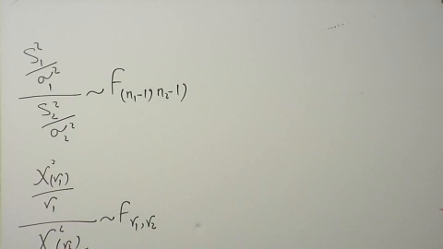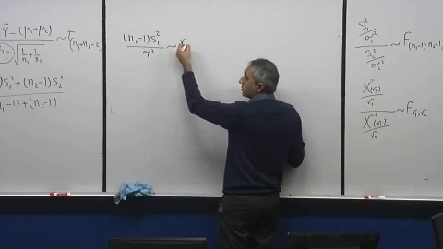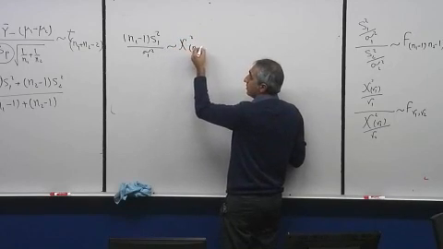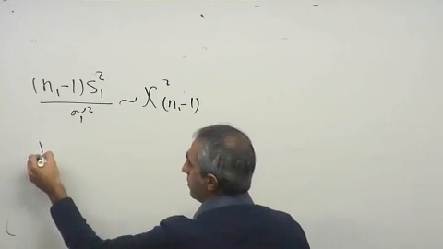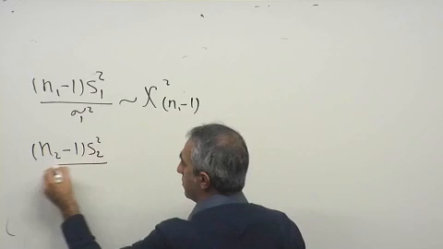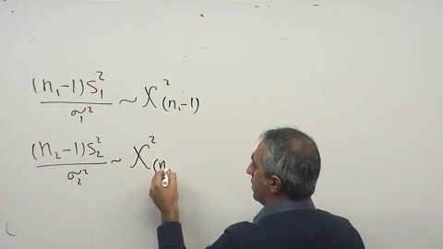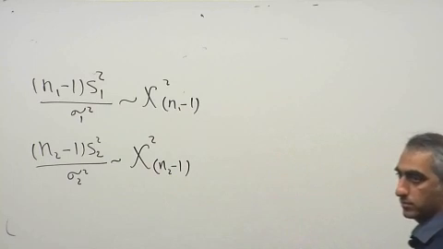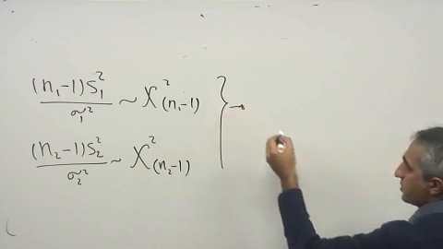Okay? So I know that (n1 minus 1) s1 squared divided by sigma 1 squared — what is this distribution? Chi squared with n1 minus 1 degrees of freedom. Agree? The same thing for the other population: it's chi squared with n2 minus 1 degrees of freedom. Okay? Then I want to create an F distribution.